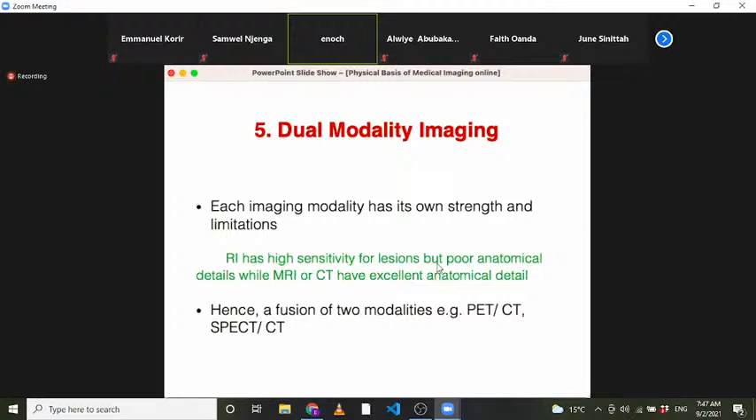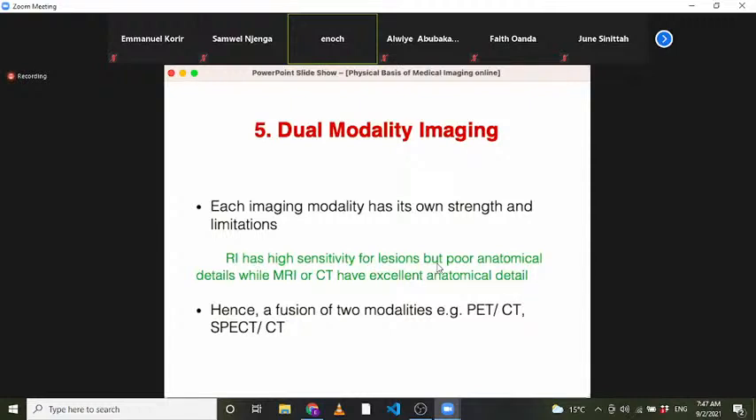Now in Aga Khan University Hospital, they are doing it. They have a cyclotron that produces a positron emitter, which they introduce into the subject, and then they take the subject into a CT. We refer to it as dual modality.